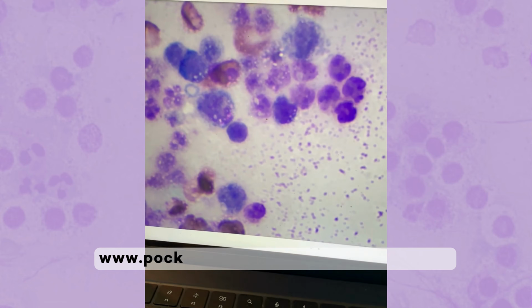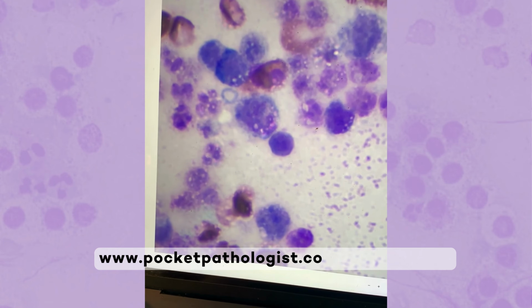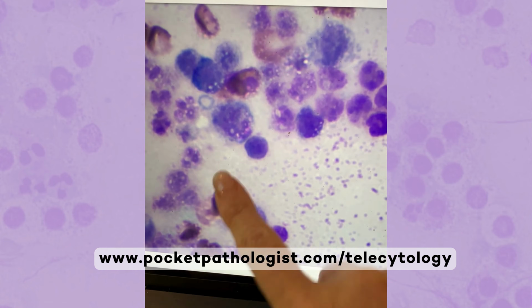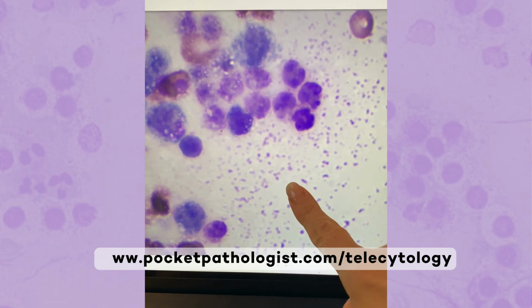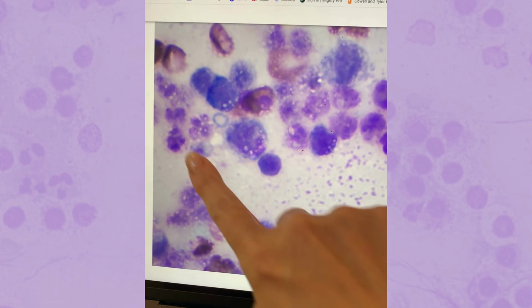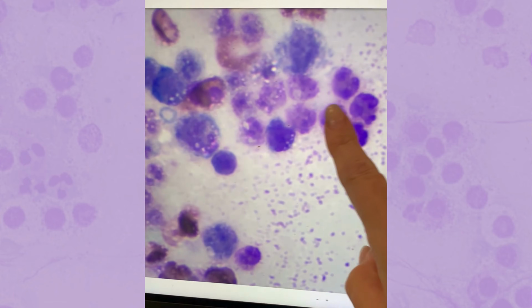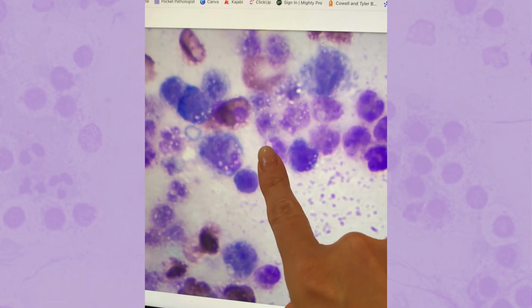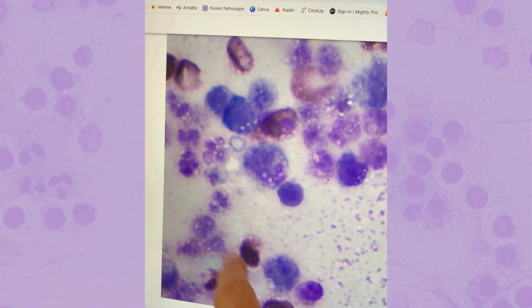Okay, so these are the pictures that the vet sent me. This is my telecytology service, where you can send me pictures and I help you with your cases. All these cells are exhibiting pretty significant necrotic change. I can still make out some of these and tell that they're neutrophils, but this is the only field where I really can make out any of these cells.